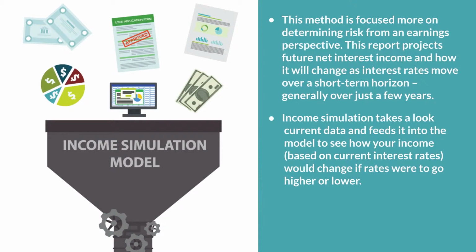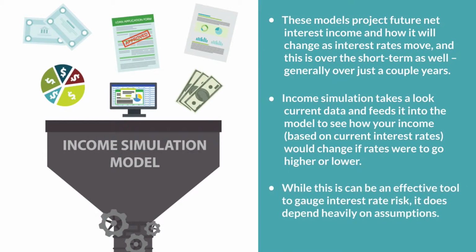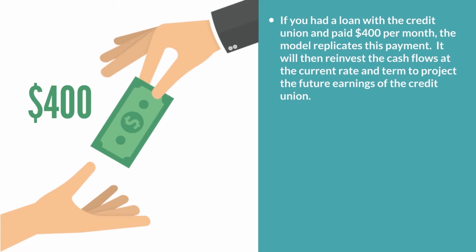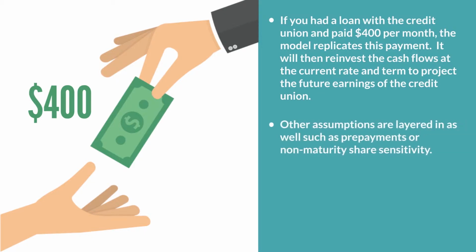It's basically a stress test for your projected earnings to see how it will hold up under a range of future interest rate changes. And while this can be an effective tool to gauge interest rate risk, it does depend heavily on assumptions. For example, if you had a loan with the credit union and paid $400 per month, the model replicates this payment. It will reinvest the cash flows, in our example $400 each month, at the current rate and term to project the future earnings of the credit union. Other assumptions are layered in as well, such as prepayments and non-maturity share sensitivity.